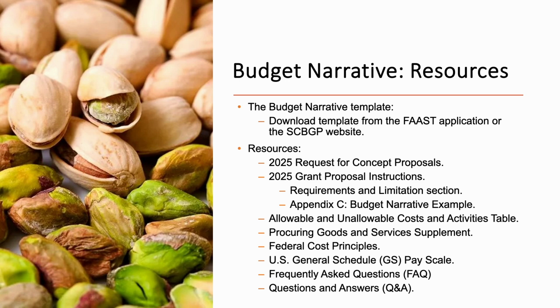The Procuring Goods and Services Supplement provides guidance on the federal regulations for procurement transactions. A later presentation will cover this in more detail. For more about the federal regulations to determine allowable costs and ensure consistent treatment of cost, you can access the federal cost principles through links in the grant proposal instructions. Remember that state, local, or tribal governments, nonprofits, colleges, and universities are subject to 2 CFR, and for-profit organizations are subject to 48 CFR subpart 31.2. Remember, if you have questions, we encourage you to email us during our question and answer process.